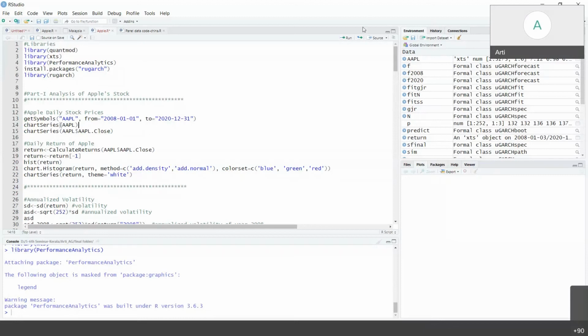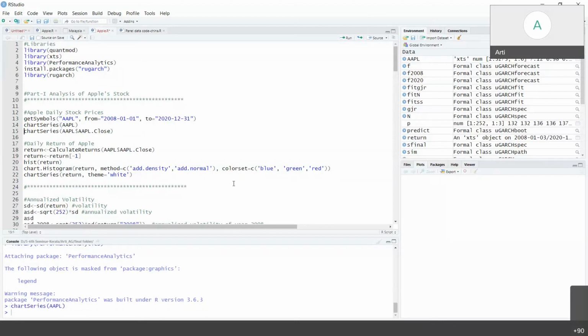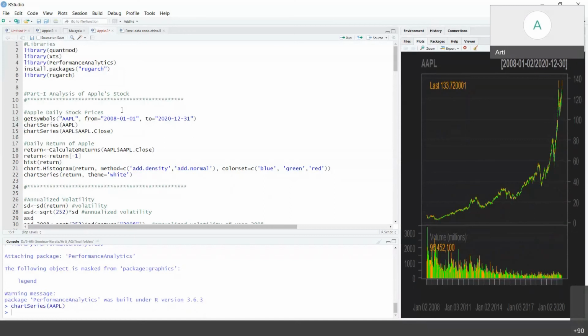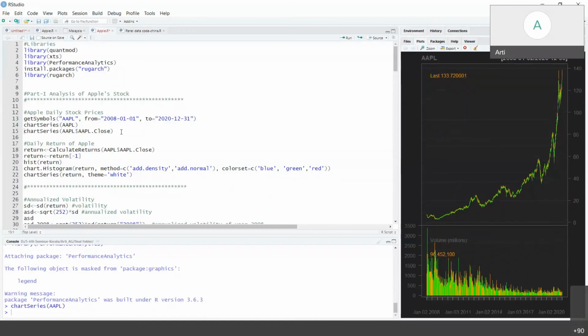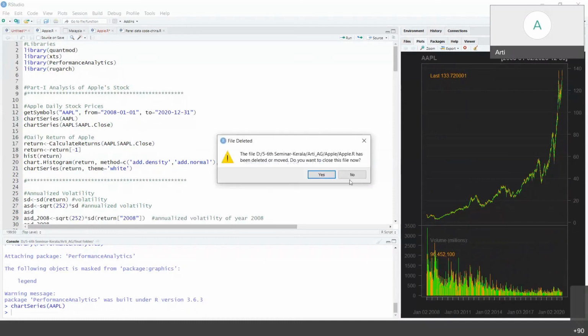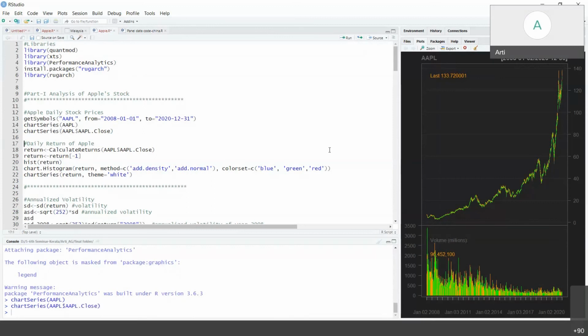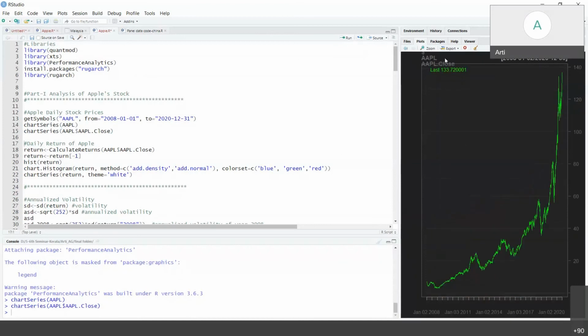And then you have chartSeries, so you can plot the chart. You can see there is a plot available. But I'm more interested in the closing price, so I've run the closing price. You can see here the closing price data of Apple.